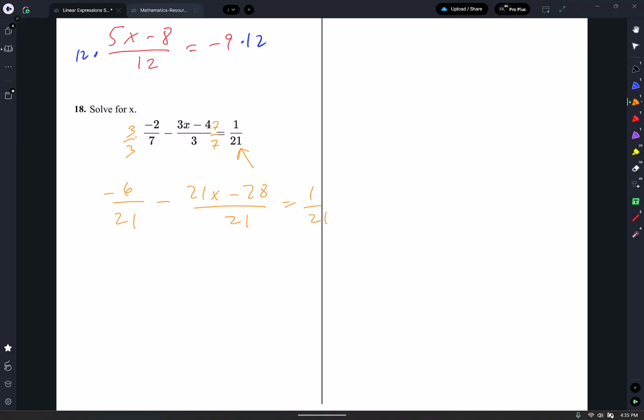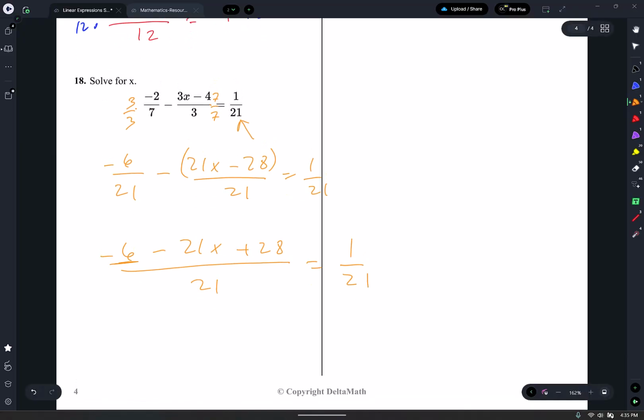All right, distribute the negative. So negative 6 minus 21x plus 28 all over 21 equals 1 over 21. And there's a negative 6 there. There's a positive 28. Negative 6 plus 28, what's that? 22. So negative 21x plus 22 over 21 equals 1 over 21.